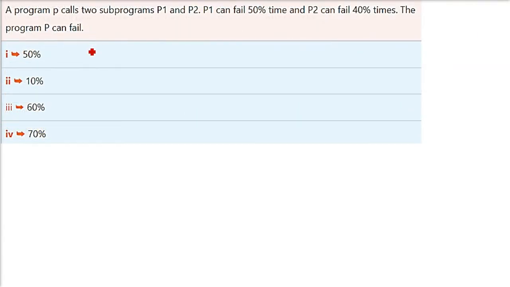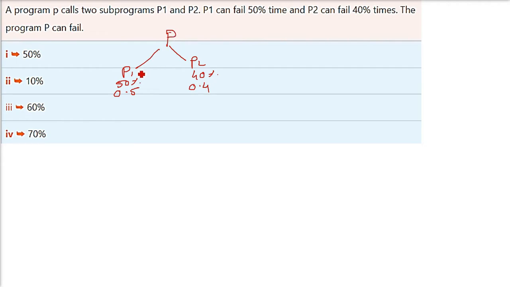A program P calls two subprograms P1 and P2. P1 can fail 50% of the time and P2 can fail 40% of the time. The program P can fail. So this is a set theory example actually. Here we have a program P calling subprograms P1 and P2. The probability of P1 failing is 50%, so this is 0.5. P2 fails 40% of the time, so it's 40 by 100, that is 0.4. And now the program P can fail.